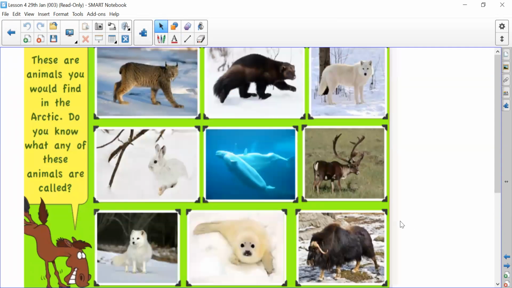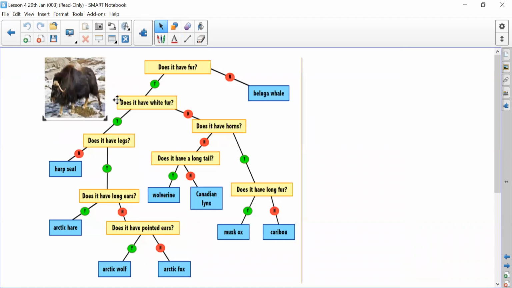These are animals you would find in the Arctic. Do you know what any of these animals are? Let's look at this one. Does it have fur? Yes. Does it have white fur? No. Does it have horns? Yes. Does it have long fur? Yes. So it must be a musk ox.